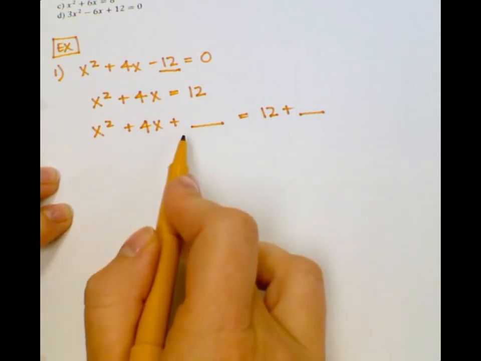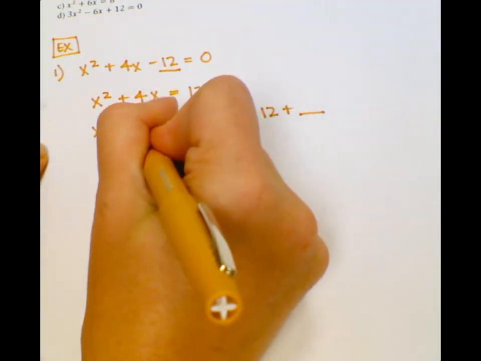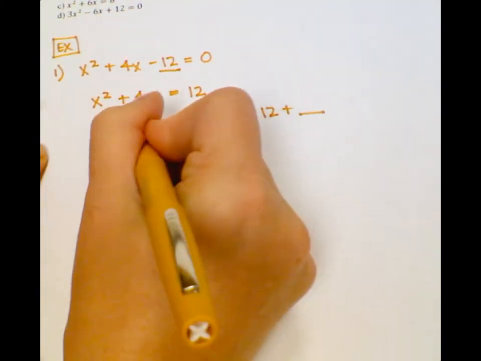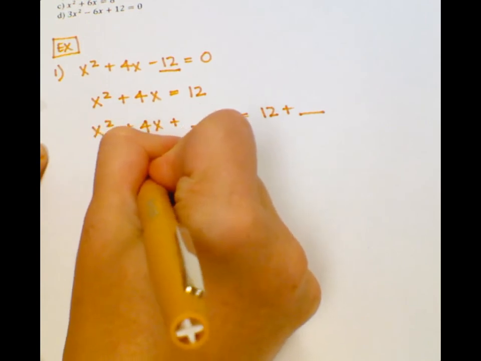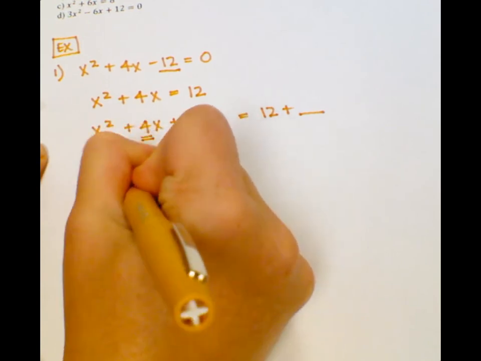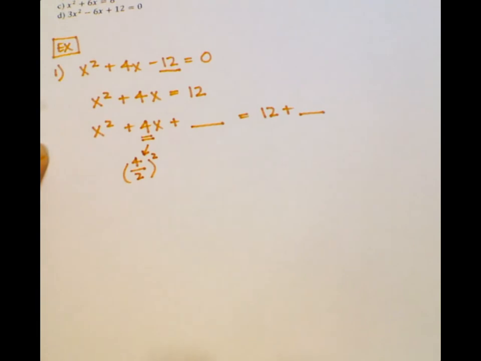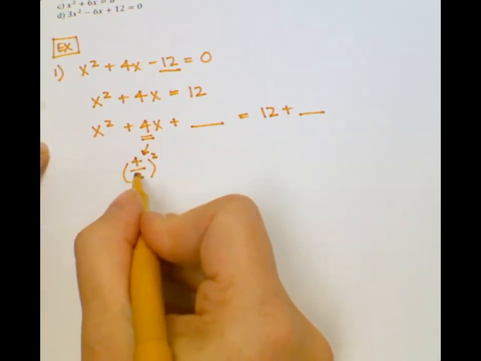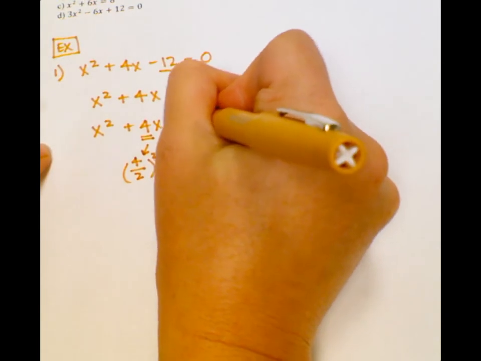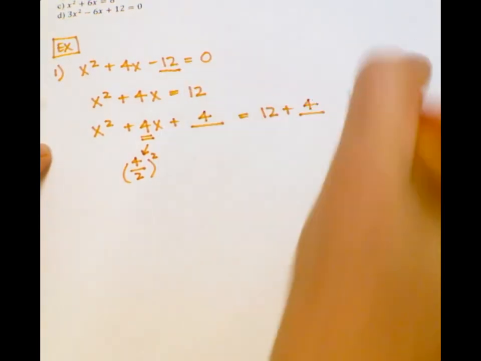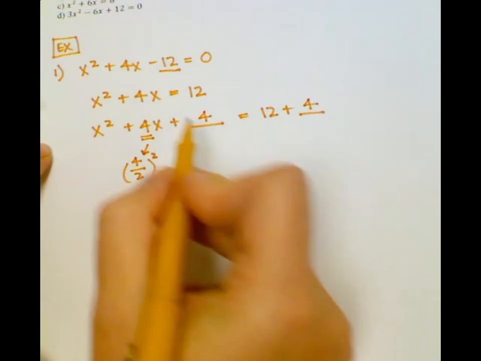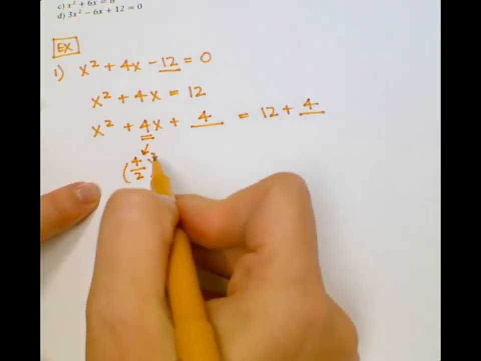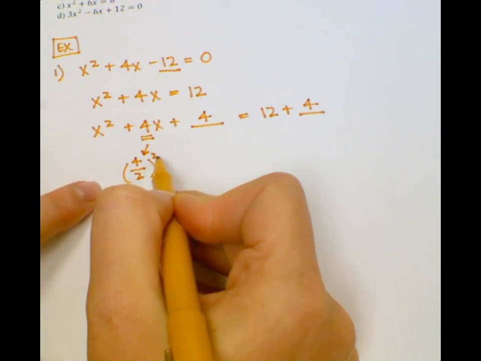Now, this is how we get what goes in the blank. You see this number right here? We do this number divided by 2, squared. And we do it every time, whatever's in that middle space. So 4 divided by 2 is 2. What's 2 squared? 4. That's what gets filled in. Okay? That's why this is always a plus, because when we square things, we're always going to get the positive number.